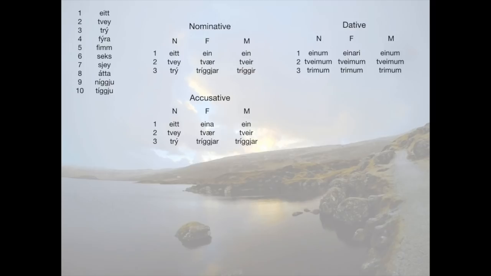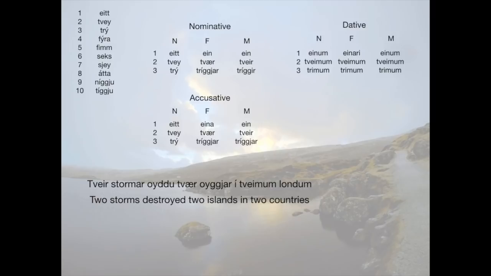Here's a sentence example of how it might work. Tveir stormar ødtu tvær oyggjar í tveimum londum. Two storms destroyed two islands in two countries. Stormur is subject in the nominative. Oyggjar is the object in the accusative. And í, meaning in, takes the dative in this sentence. That's why the two goes to tveir, tvær and tveimum.